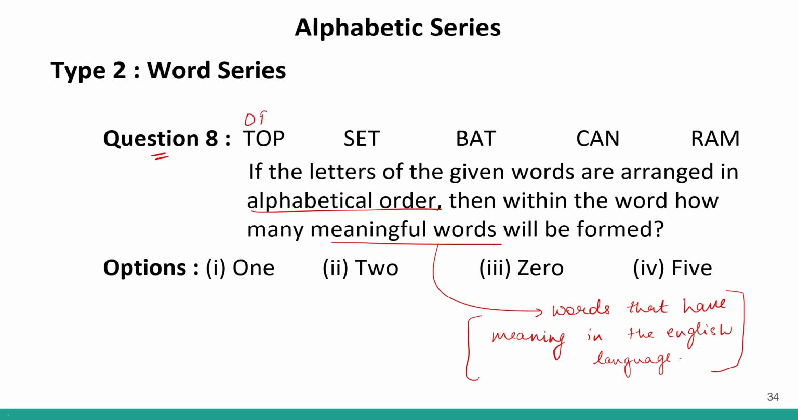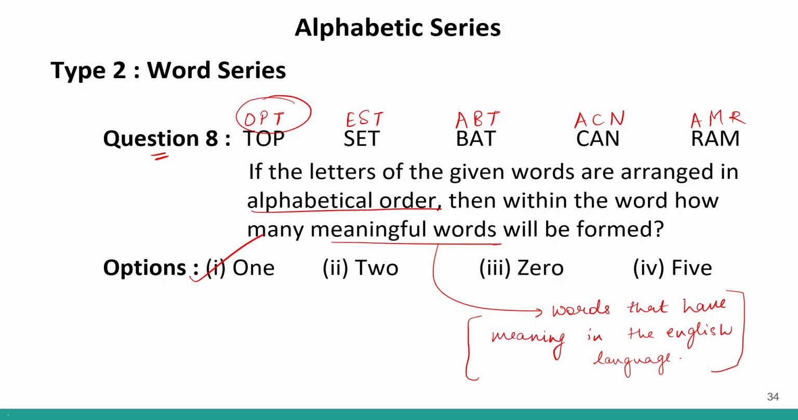So this will be O, P, T, correct? This will be E, S, T. This will be A, B, T. This will be A, C, N. And this will be A, M, R. Correct? This will be AMR. This will be ACN. This will be ABT. This will be EST and this will be OPT. So how many meaningful words can be formed? I can see that only one meaningful word is there, which is OPT. Therefore, my answer will be option number 1.